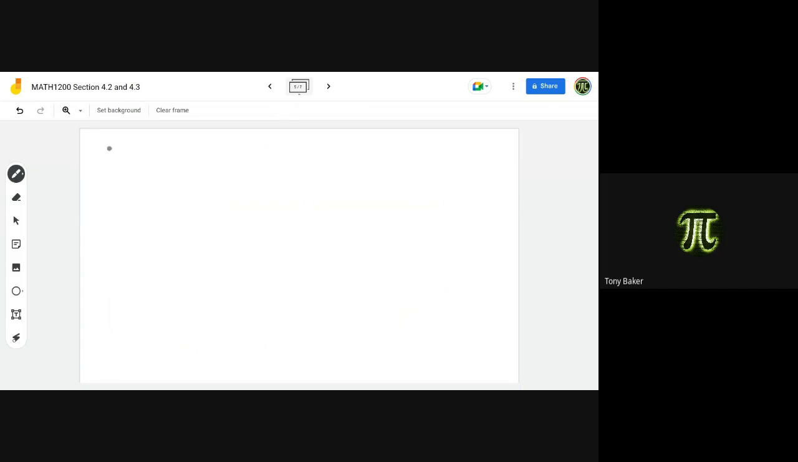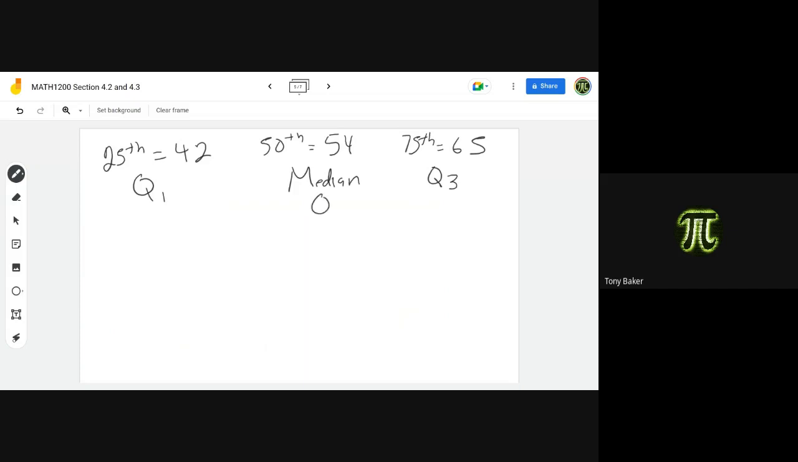The 25th was, what was that number? 42? The 50th was 54. And the 75th was 65. Okay. So when we make our box and whisker plot, this is known as Q1. That's my median. And that's Q3. Median or Q2, depending on how you want to say it. You never say Q2, you always say median, because that's the median of the data.